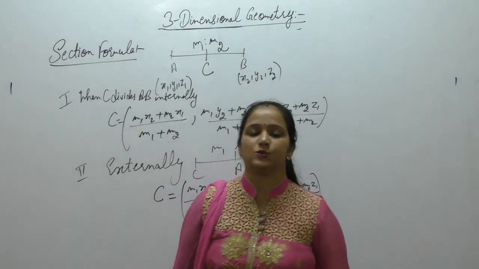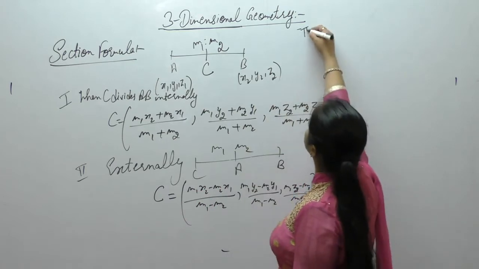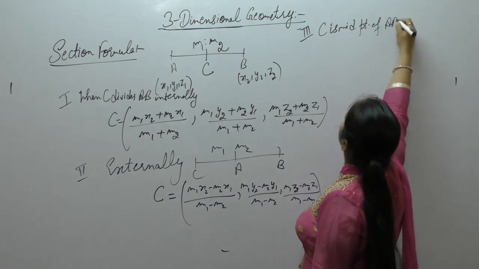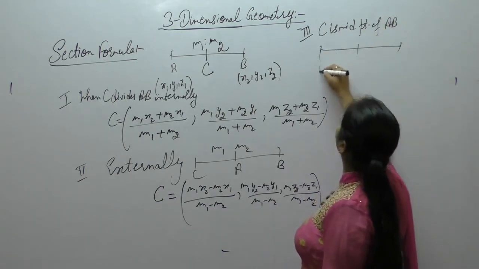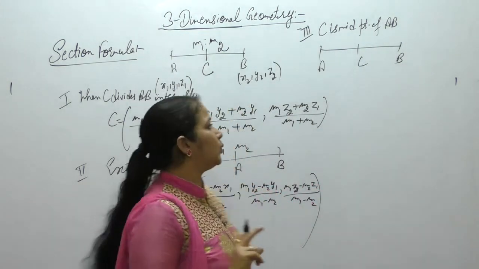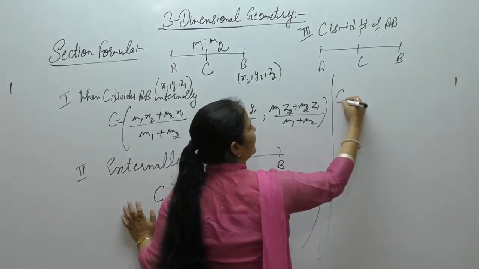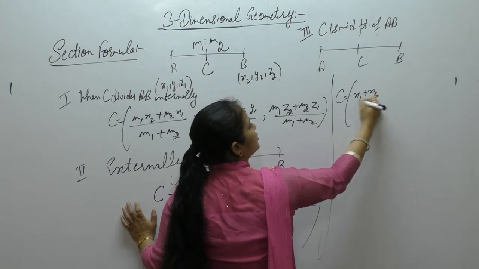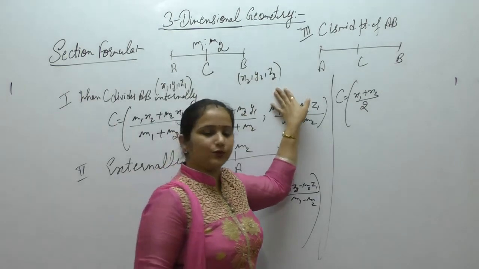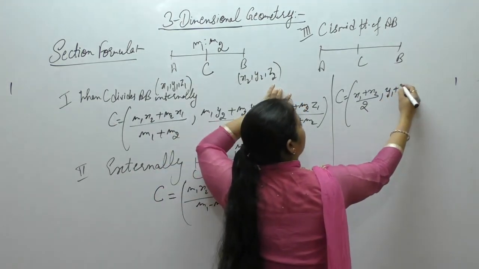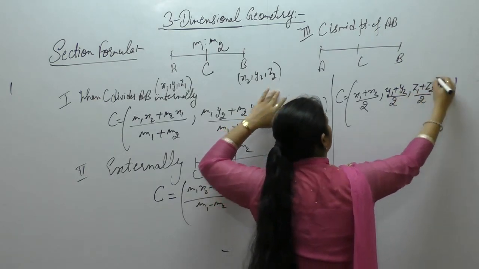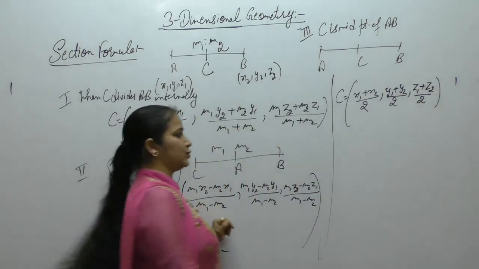Now third is the case when C is the midpoint of AB. Midpoint means it divides it into two equal parts. C is dividing the line segment AB in two equal parts. A has coordinates x1, y1, z1 and B has coordinates x2, y2, z2. Then coordinates of C will be (x1 plus x2) by 2, (y1 plus y2) by 2 and (z1 plus z2) by 2.